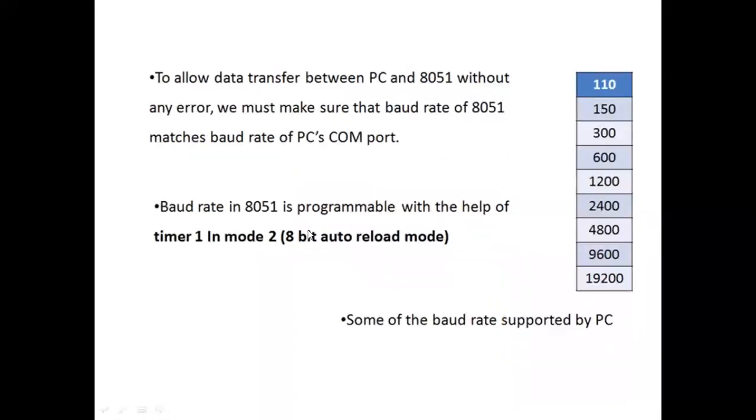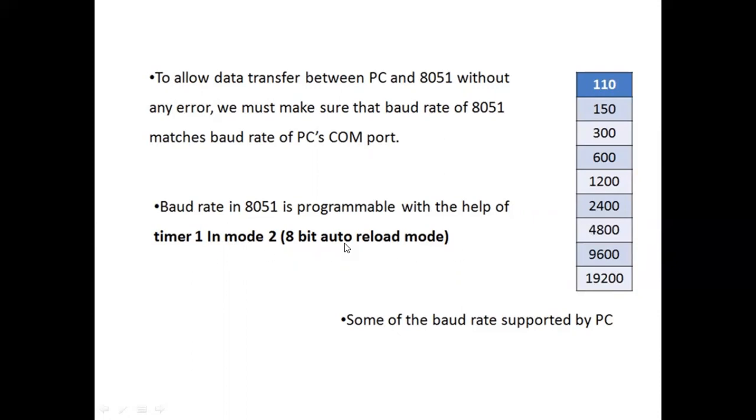To allow data transfer between the PC and the 8051 without any error, we have to make sure that the baud rate of the 8051 microcontroller and the PC match the PC COM port. These are some baud rates given by the IBM company. Mostly we use 4800 and 9600 as the baud rate. In the 8051 microcontroller, to generate the baud rate we use Timer 1 in mode 2, that is auto reload mode.